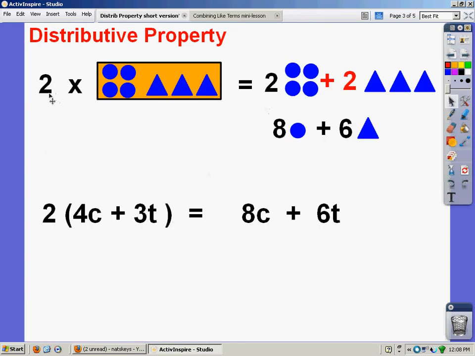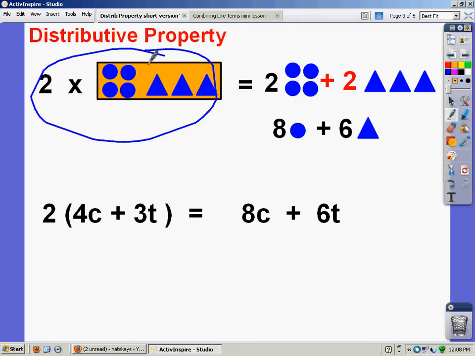I can represent, here's the box, and instead of picturing 2 separate boxes, I can say it's really 2 times whatever one box contains, since the boxes are identical and I have 2 of them. Once I take everything out, I have basically 2 groups of 4 circles plus 2 groups of 3 triangles. When I simplify that, I have 8 circles plus 6 triangles. Mathematically speaking, I really don't want to deal with the pictures like this.